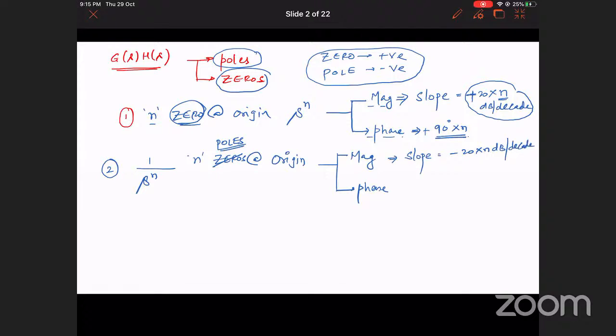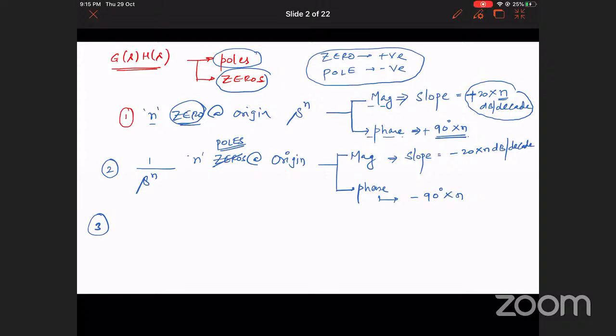Is that fine? Next, in phase, the contribution will be minus 90 degree times n. I hope you are getting that. Now, this is something I'm talking about poles and zeros, in which I'm taking the first category, that is number of poles at origin or number of zeros at origin. The third category that I'm going to talk about is simple poles and simple zeros.